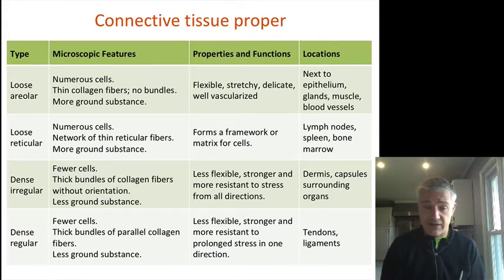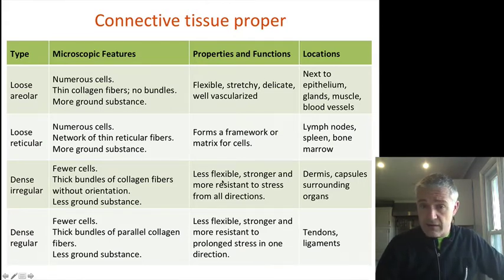They're going all different directions. For dense regular, all the fibers are running parallel. Because of that, these have a really good stretch in one particular direction and can resist in one direction, but are not particularly strong against multiple directions. We see these in areas where it only gets pulled on in one direction, things like tendons and ligaments.